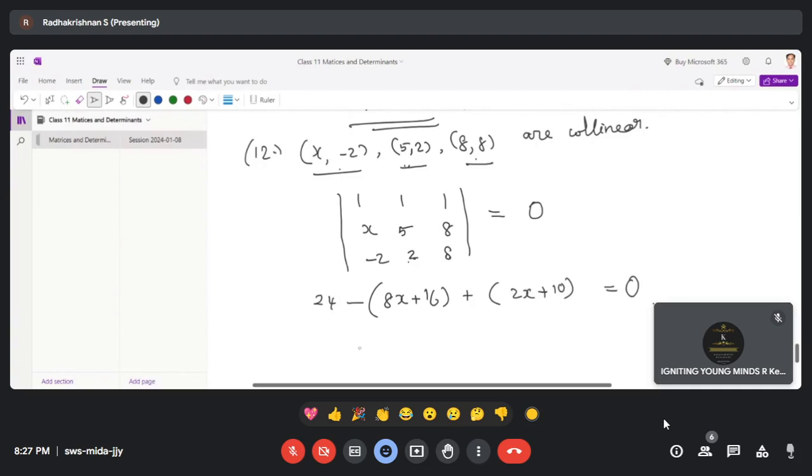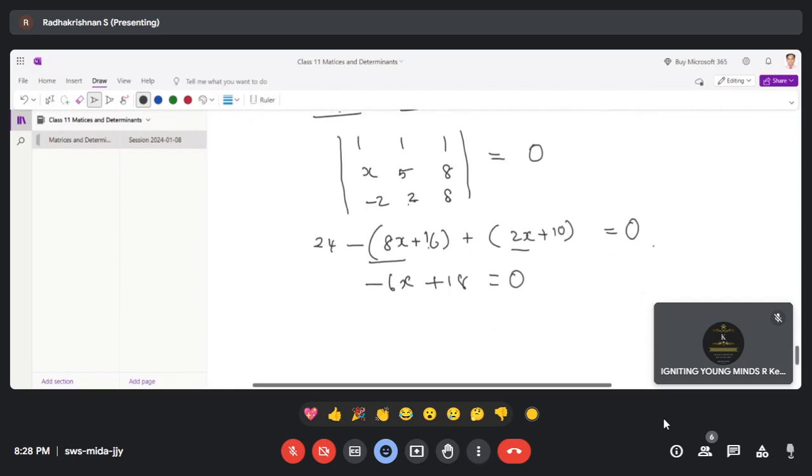So upon solving this, what do you get? Minus 8x plus 2x is minus 6x. 24 minus 16, 8 plus 10, 18. So you can see that x equals 3. So that is your answer, which is your option, x equal to 3, option number 4.